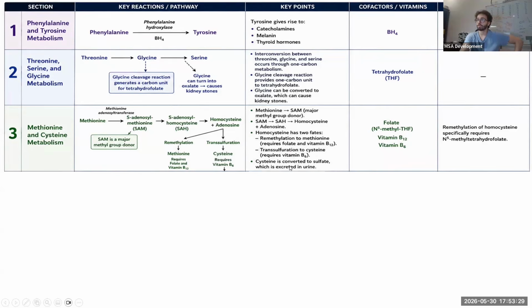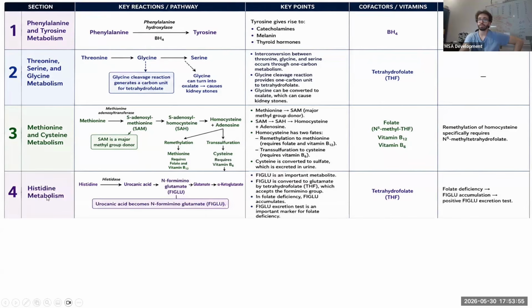Okay? But this is exactly what we said here. Of course, folate is needed. I just want to mention that folate is needed for these reactions here, for remethylation specifically. If we want homocysteine to go back to methionine, it needs vitamin B12 and folate. What kind of folate specifically? N5-methyl-THF. Okay, it's good to know it.